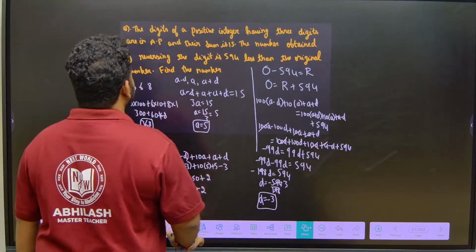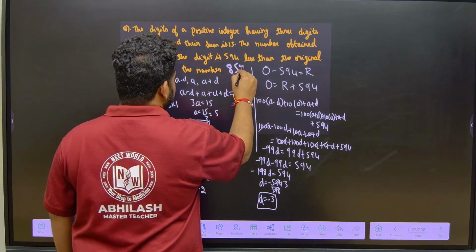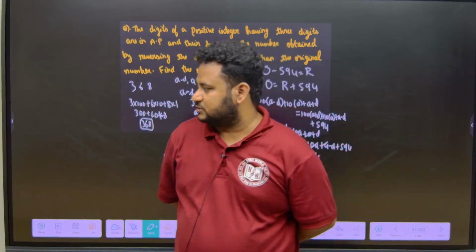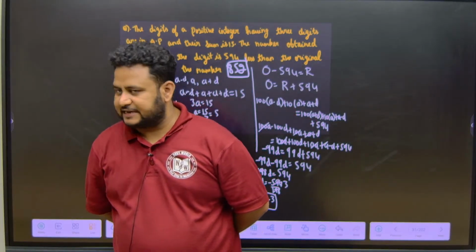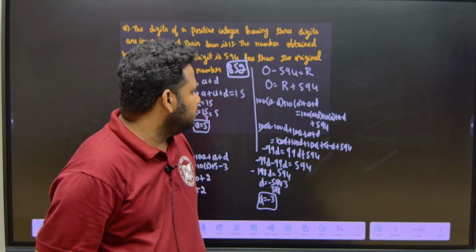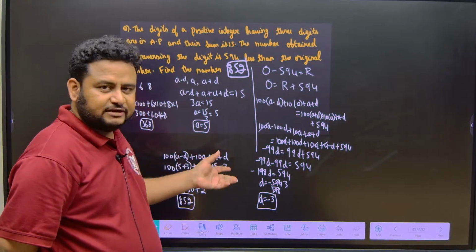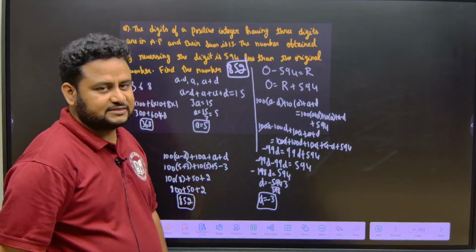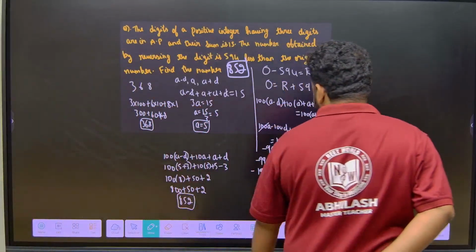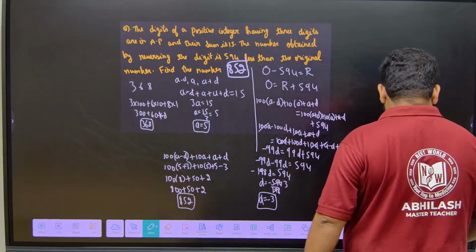So the original number that we get is 852. This is how you have to solve the question. Clear, friends? It is calculation intensive, I agree, but this is conceptually very simple. You have to understand that we take 3 terms to solve the question. How do you take the 3 terms? That is a minus d, a, and a plus d. This is how you have to take the terms.